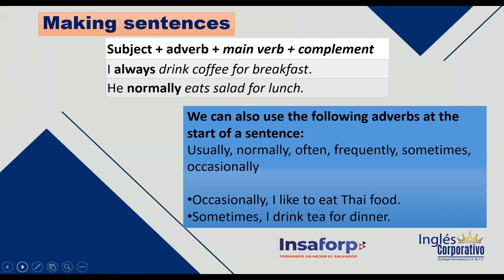Making sentences. How are we going to make sentences using these adverbs? Y esta es la estructura que vamos a utilizar para hacer una oración utilizando los adverbios de frecuencia. We need a subject. Necesitamos un sujeto. El adverbio. El verbo principal. Más el complemento. And I say, I always drink coffee for breakfast. Siempre, ¿verdad? Todos los desayunos, tomo café para el desayuno.